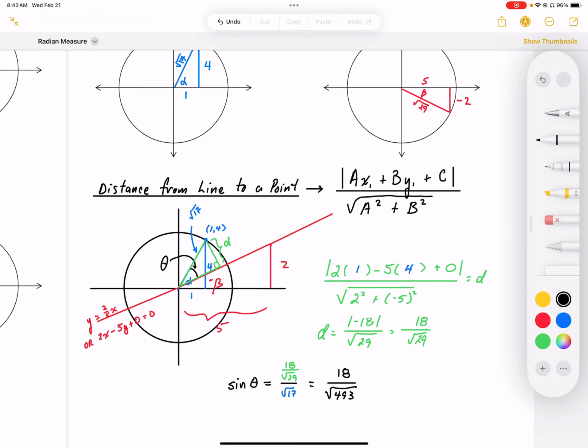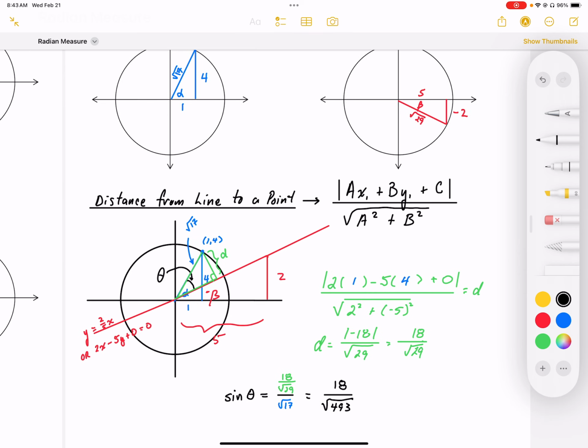So this method involves using that coordinate geometry equation that I've given here, the formula for the distance from a line to a point. It allows us to calculate that perpendicular distance, which allows us to construct that green right triangle, of which we know the hypotenuse, and involves angle theta, and we can calculate sine theta from there.